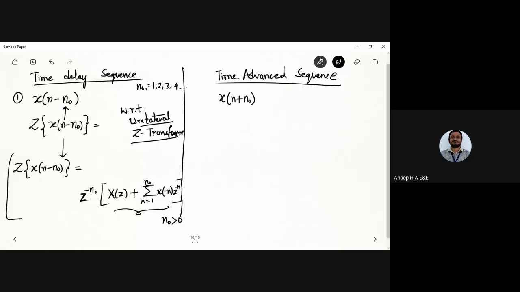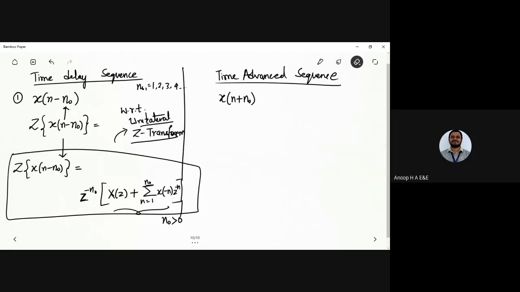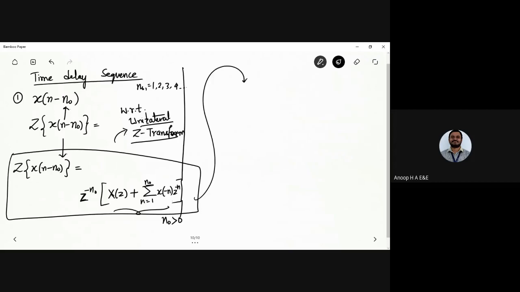This is how we are going to remember the time delay sequence when a unilateral Z transform is applied. So the Z transform of x of n minus n naught is equal to Z power minus n naught multiplied by X of Z plus sigma n equals 1 to n naught x of minus n into Z power minus n. So what happens when it is a causal sequence?